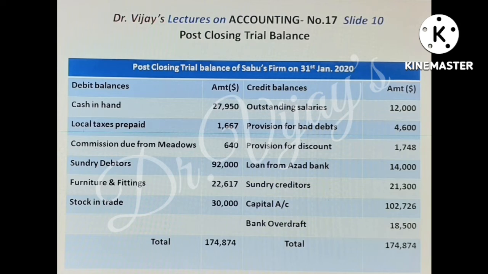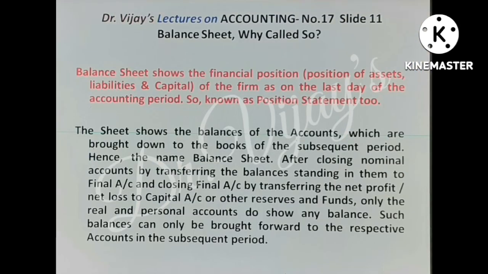These are all assets. The credit balances are outstanding salaries, provision for bad debts, provision for discount, loan from Asad Bank, sundry creditors, capital account balance after adding profit, and bank overdraft. This trial balance is tallying.